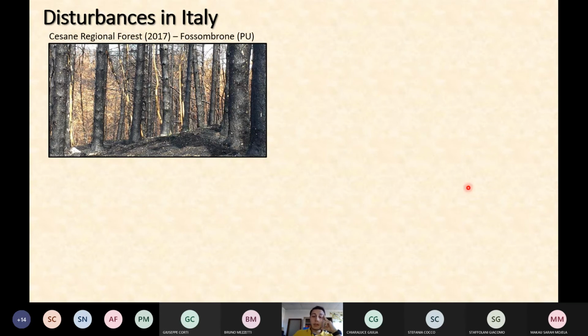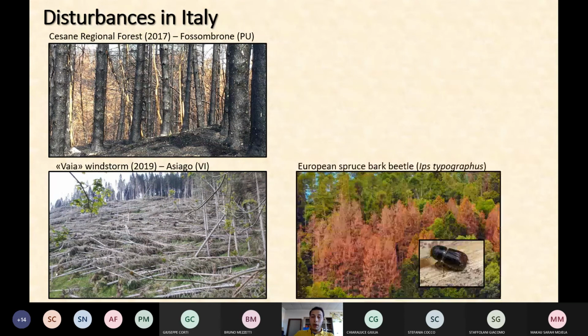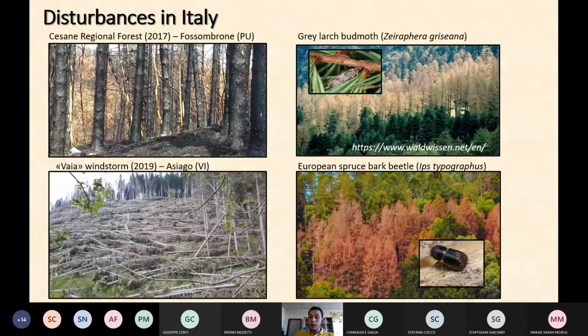These disturbances are also present in Italy, and we have mainly fire as a major disturbance, but especially in the Alps, we can also find windstorms and insect outbreaks that can cause broad impacts. There are also other disturbances, but we'll see them later in this presentation.